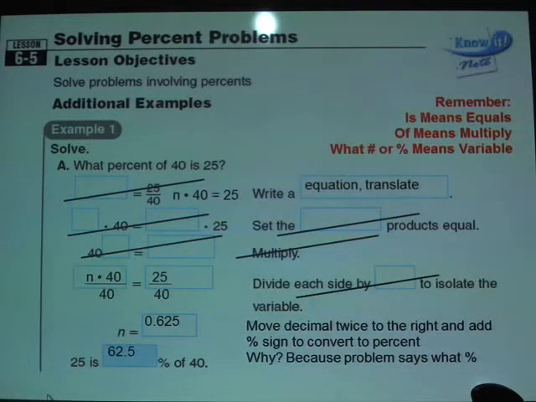Chapter 6, Section 5 is entitled Solving Percent Problems. All right, so we've kind of taken a tangent away from this, but we left a few sections in percents here that now we need to go back and pick up. And this is one of them, and 6.7 is the other one.